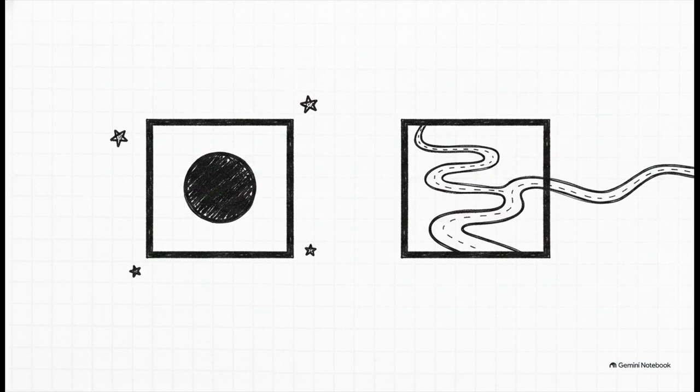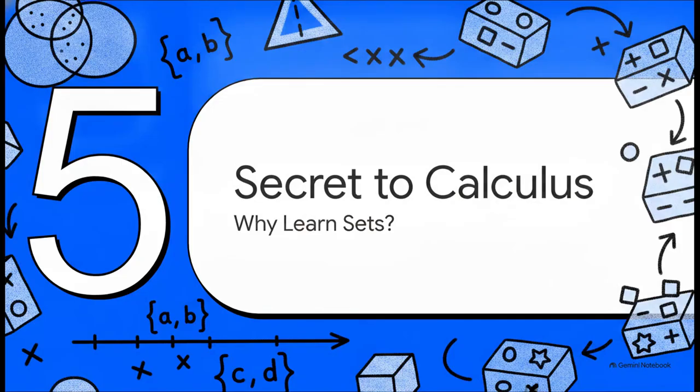Think about it. If an equation is x plus 2 equals 5, well, the only answer is 3. So the solution set is just a box containing the number 3. But if the problem is an inequality, like x is greater than 5, there are infinite answers, 6, 7, a million. So our solution set becomes the interval from 5 to infinity. It's just incredibly elegant. And here we are, Section 5, the secret to calculus.